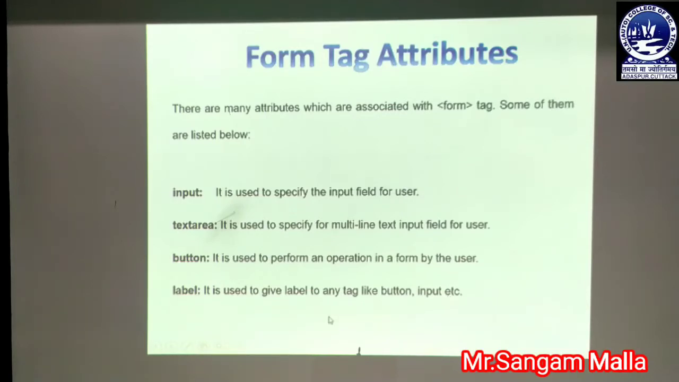That means whenever we want to give any tag to any of the attributes of the form tag, we can use the label tag. That means the label tag is actually used to give the label or give the comments to the buttons, inputs, text area, or any tools that are being used while designing the form in HTML.